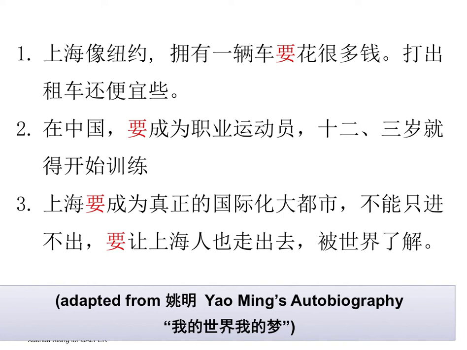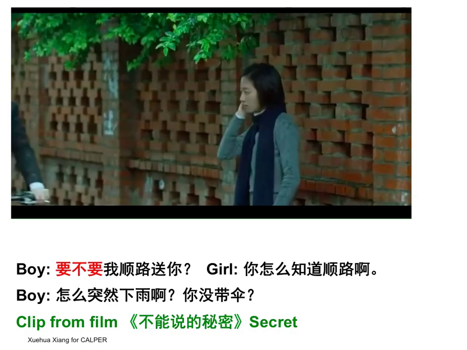Either you have volitional control over this, or you just absolutely want to become this, or this is just gonna be as such. Now let's see a use of 要 as a very useful expression when you want to offer someone help. For example, 要不要, do you need. 要不要我顺路送你? Do you need me to give you a ride on my way home?